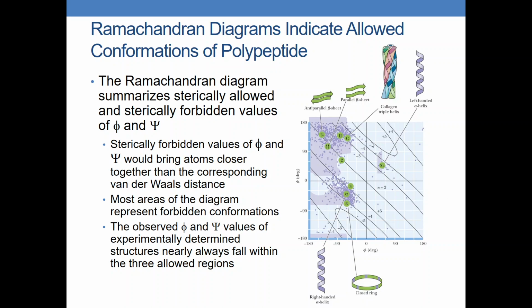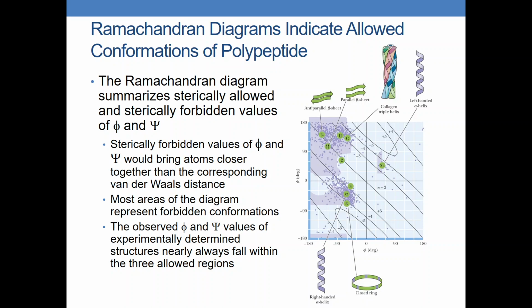But quadrant 2 and 3, you get much more densely populated XY coordinates. It's because these are the regions where you do have sterically allowed conformations that are accessible. So this should get you to the heart of the Ramachandran plot. It is a very useful tool for assessing sterically allowed versus sterically forbidden values of phi and psi. Most of the diagram actually represents forbidden conformations, but you'll see these densely populated areas correspond to distinct secondary structures.